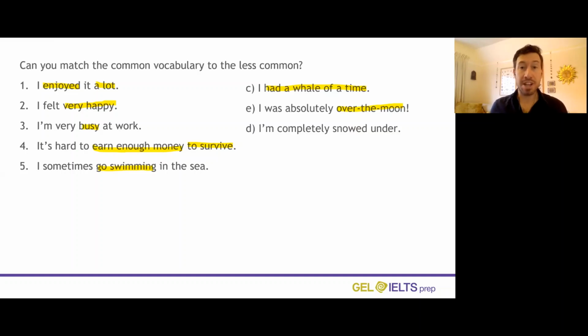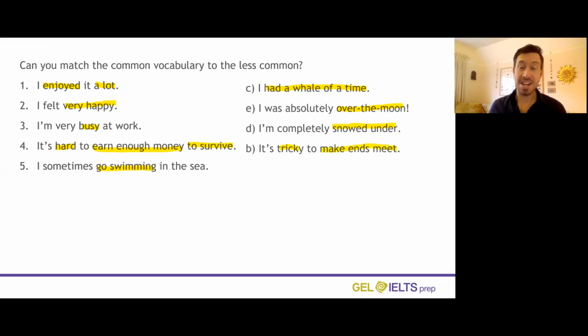I'm very busy at work. I'm completely snowed under. So that means busy at work. It's hard to earn enough money to survive. Hard, okay, we've used here tricky. And then earn enough money to survive. There's the phrase make ends meet.